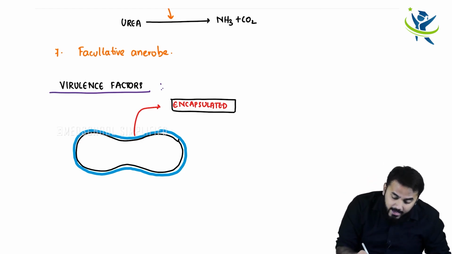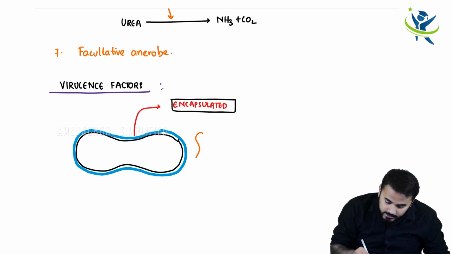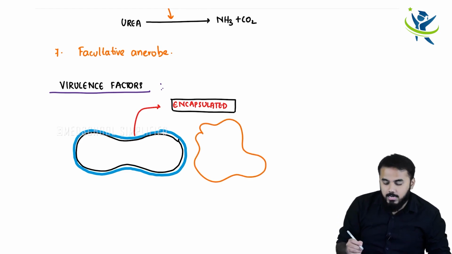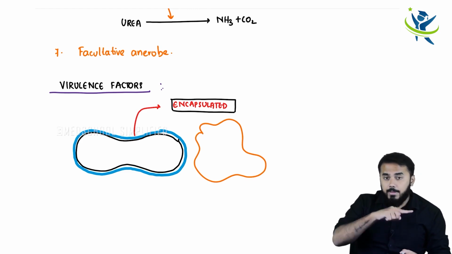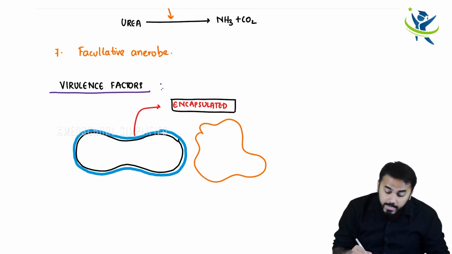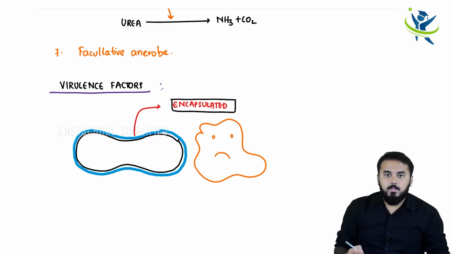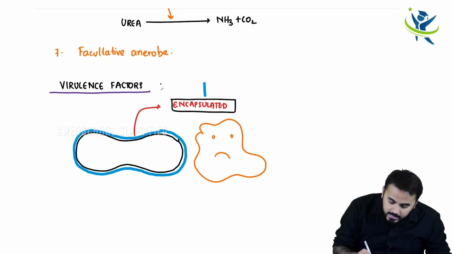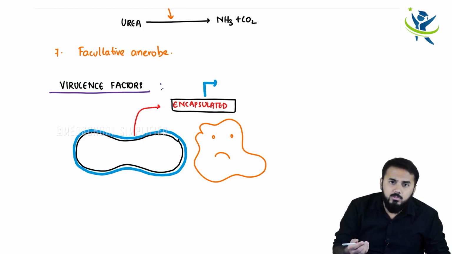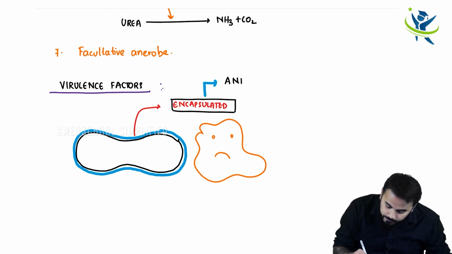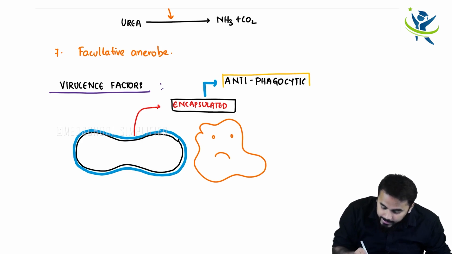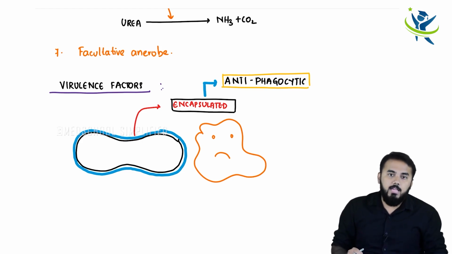So even if a macrophage comes here, guys, look here, let us say this is a macrophage and it is coming here trying to engulf this bacteria. Because of the capsule around it, the macrophage cannot engulf the bacteria. It cannot perform phagocytosis. Right? So can I tell that this capsule acts as an anti-phagocytic? Yes, this is anti-phagocytic. So the first thing the bacteria gained success with is the help of the capsule.